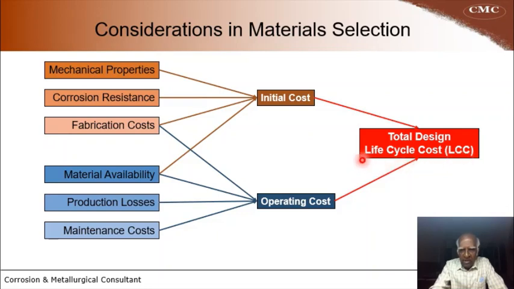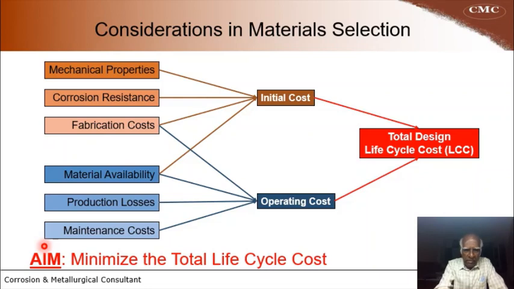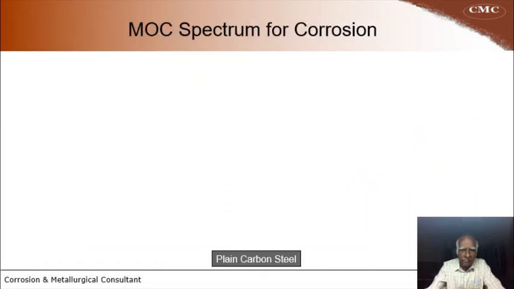Ultimately, for the end of the plant life, this cost is more important. So the aim in material selection is to minimize the total life cycle cost and not aiming only at the initial cost. The operating cost and the initial cost should be added together to arrive at total design life cycle cost, and that should be aimed at the minimum value.